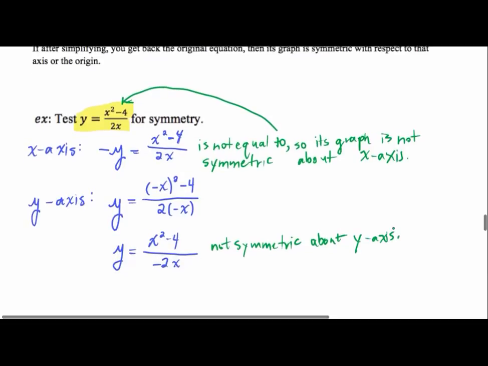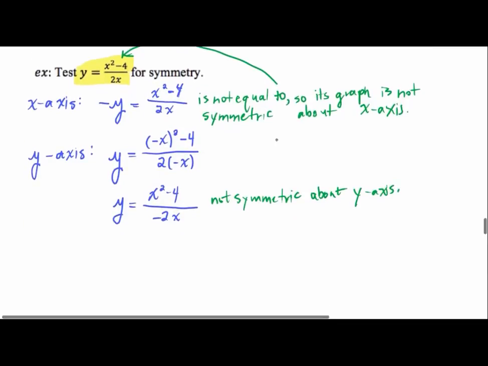Okay, last one. We're going to test for symmetry about the origin. So we're going to replace both x with negative x and y with negative y and simplify. So replacing this y, here we have negative y equals (negative x) squared minus 4, over 2 times negative x. Okay, the negative x, when we square that, again, we still get positive x squared, so x squared minus 4.